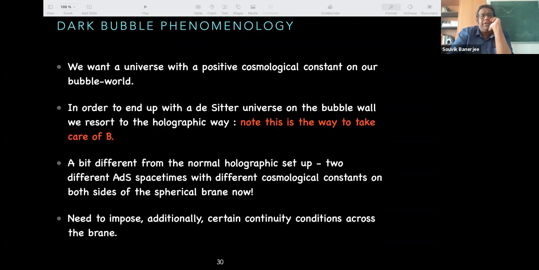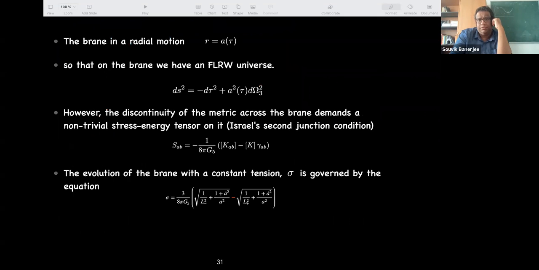So it is a bit different from the normal holographic setup because you have two different AdS spacetimes with different cosmological constants on both sides of the spherical brane now. Now we need to impose additionally certain continuity conditions across the brane. There are also some papers by Giddings and collaborators who try to do similar things, although in a different context. Now the brane is in radial motion, as I mentioned also in the context of the AdS/CFT calculation in the early 2000s, so you demand that the induced metric on the brane is an FLRW universe with this metric.